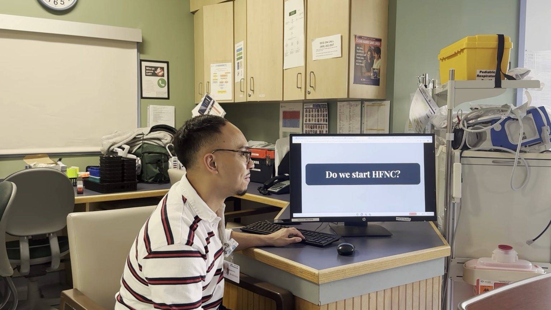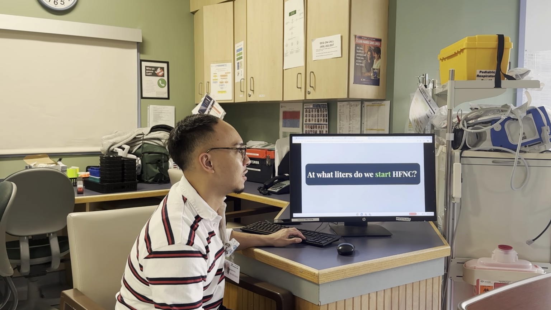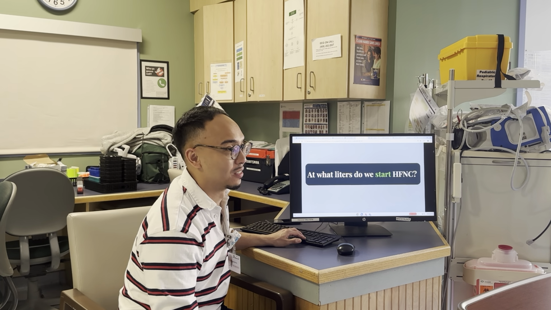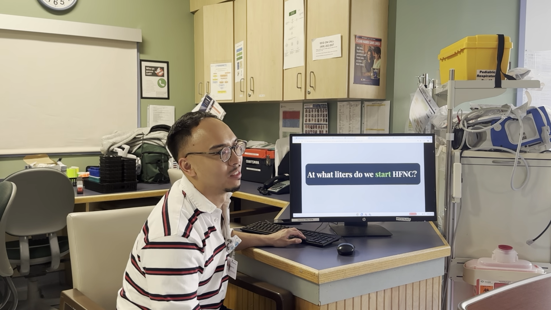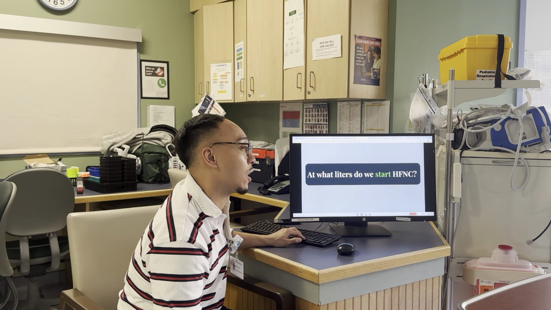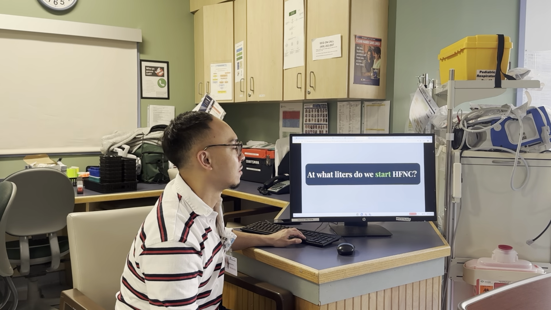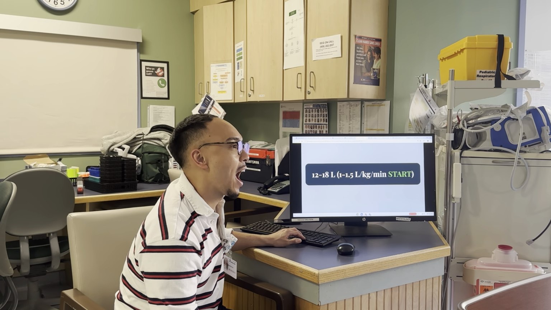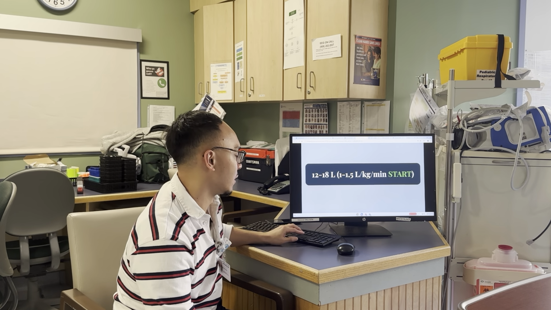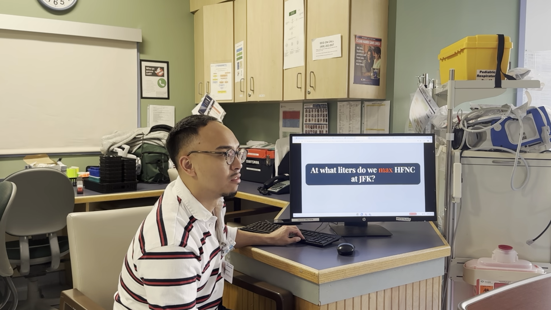Do we start high flow? Yes, but we're not transferring. At what liters do we start? The highest? You could. That's a good nursing judgment that you just go straight to the 2, because this kid looks ready to crap out. But what do we technically start with? His weight times 1. If his weight was 12, it'd be 12 liters. And then we could also start at 1.5. So 12 times 1.5. 18. Just think half of this, because you're doing 0.5. So 6 plus 12 is 18. Then what liters do we max high flow if it's 2 per kilo? 24.